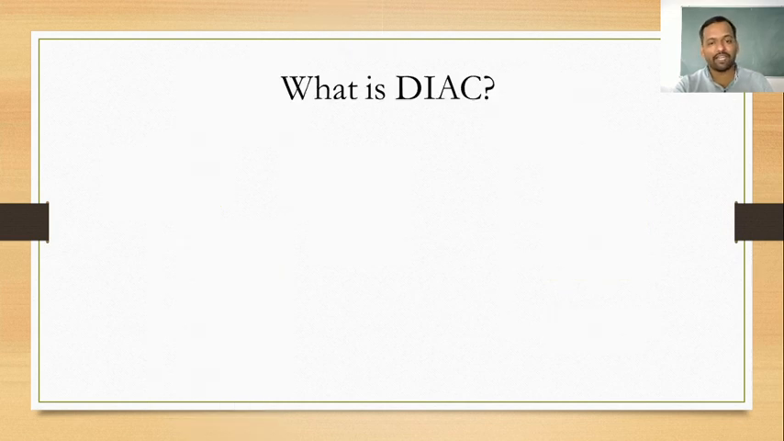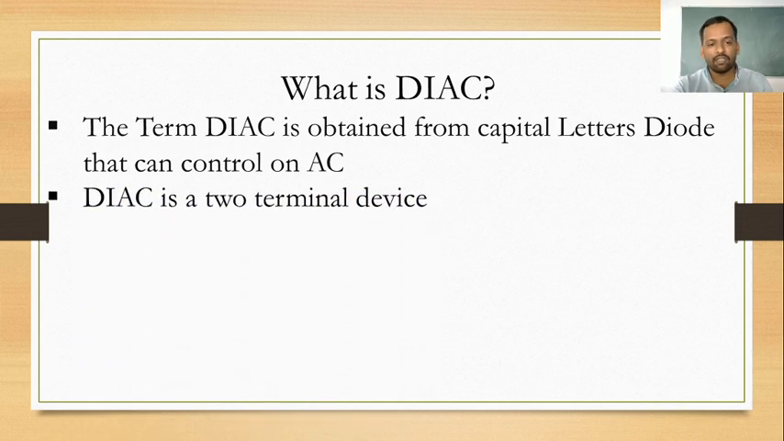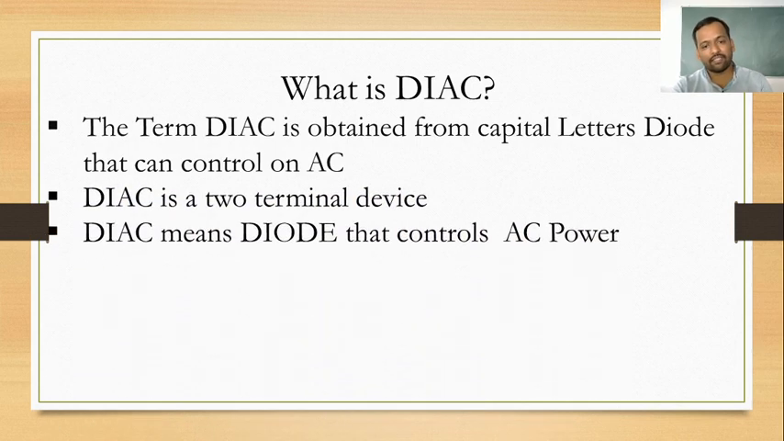Now, what is meant by DIAC? In today's lecture, we will study what is DIAC. The name DIAC itself indicates diode AC, that is, diode that controls an AC power. It is a two terminal, five layer device. Diode means that it controls the AC power.